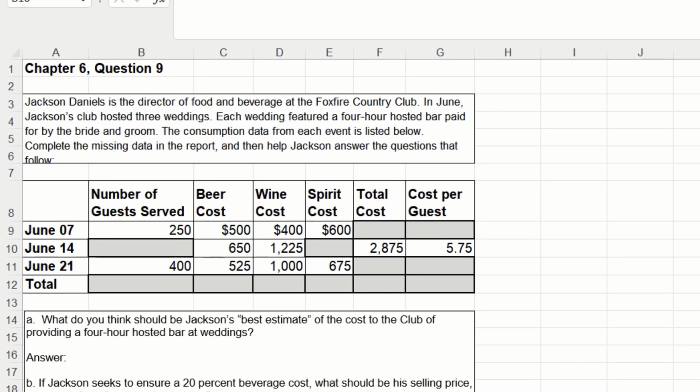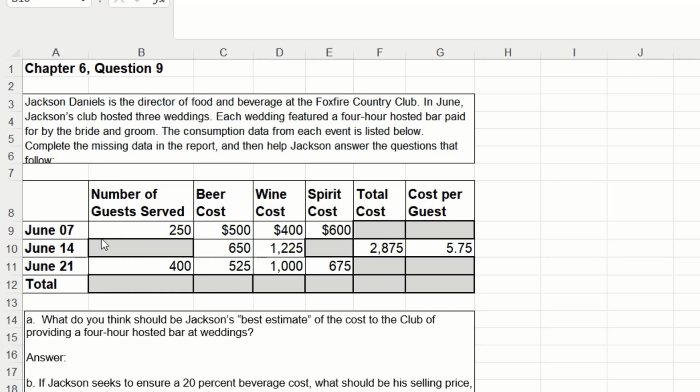Question 9. Jackson Daniels is the director of food and beverage at the Foxfire Country Club. In June, Jackson's club hosted 3 weddings. Each wedding featured a 4-hour hosted bar paid for by the bride and groom. The consumption data from each event is listed below. Complete the missing data in the report, and let's help Jackson answer the questions that follow.